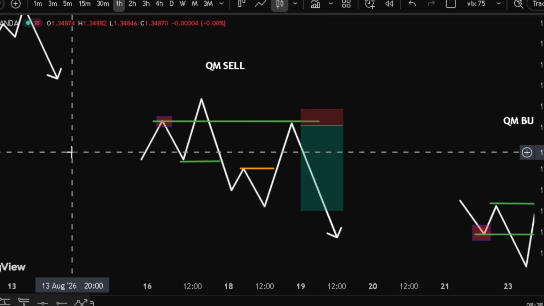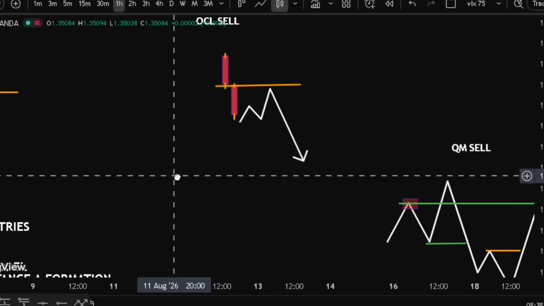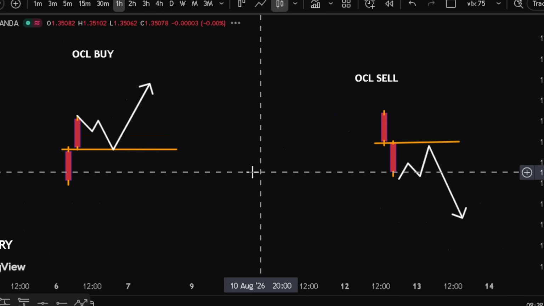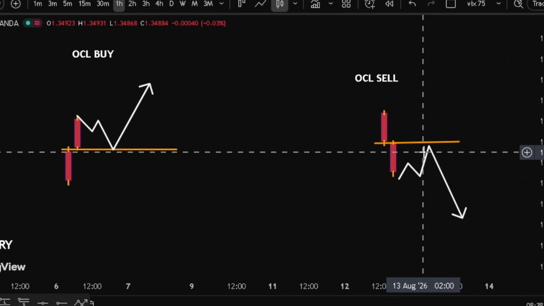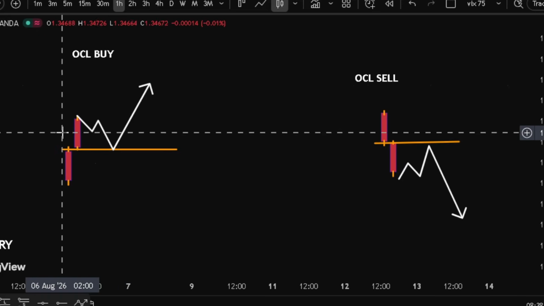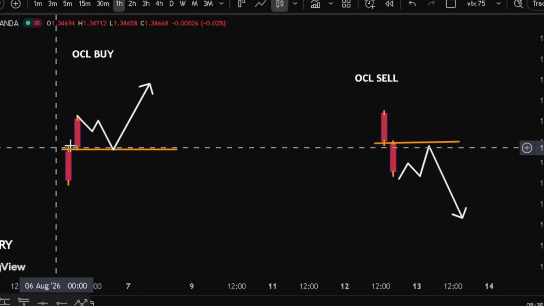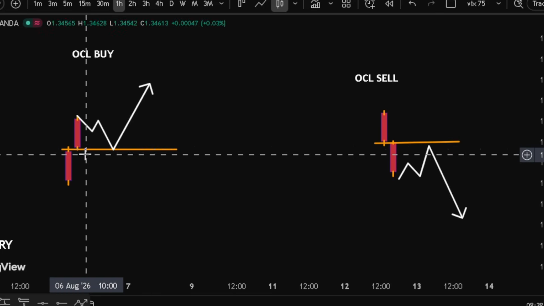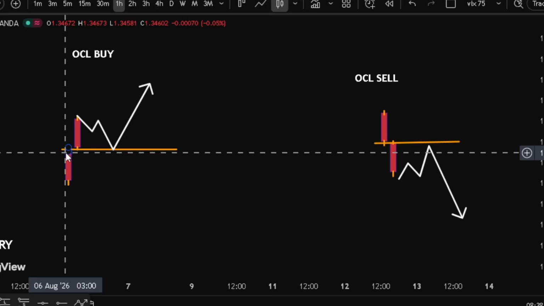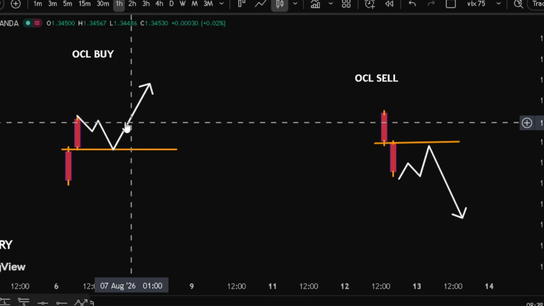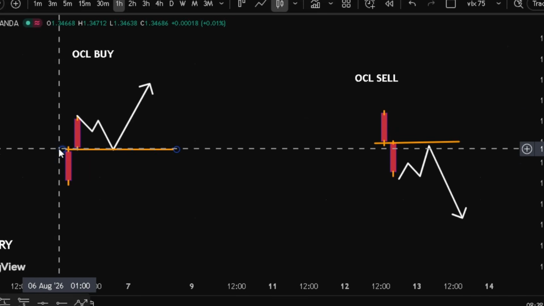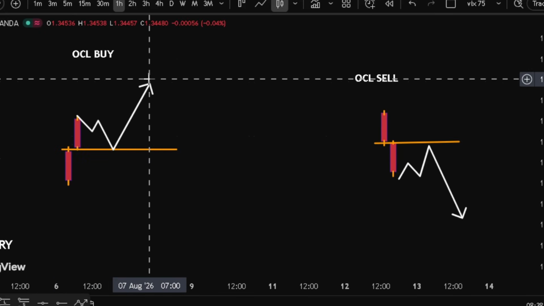Very easy. So now I'll take you to the OCL. Now the OCL is also divided into two. We do have the OCL buy and the OCL sell. So on your higher time frames, like the 4 hour, 1 hour, and even the 30 minutes, you just plot a horizontal line between two continuous candles. You realize that there are times that price is pushing towards the upside very aggressively, and it doesn't want to pull back down to your order blocks.